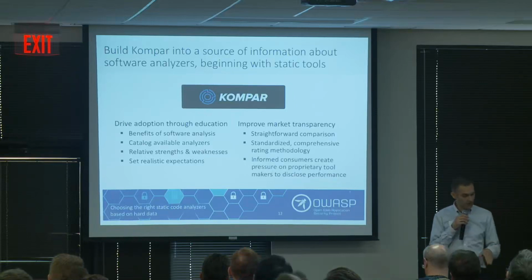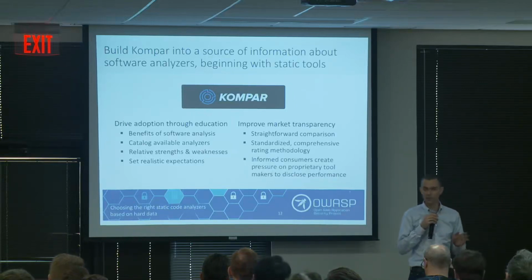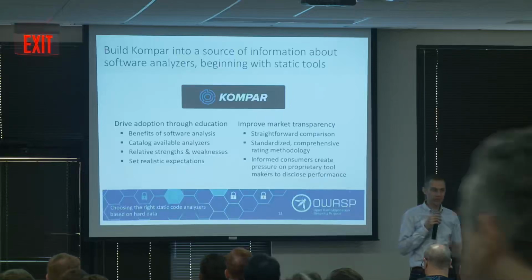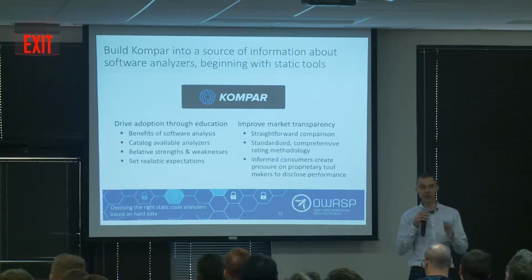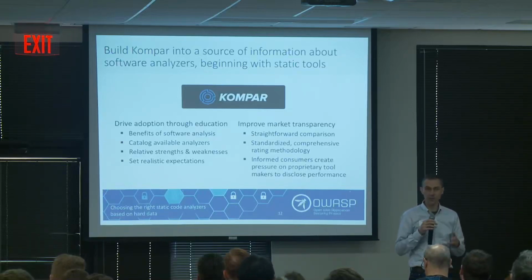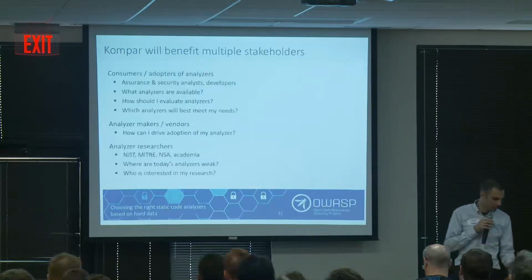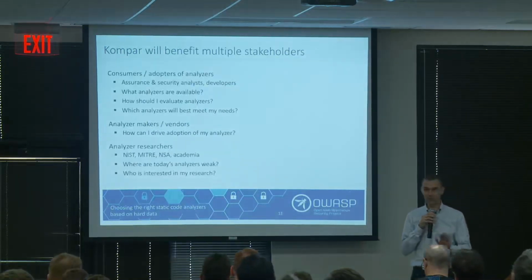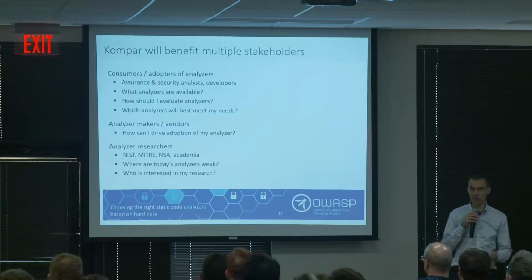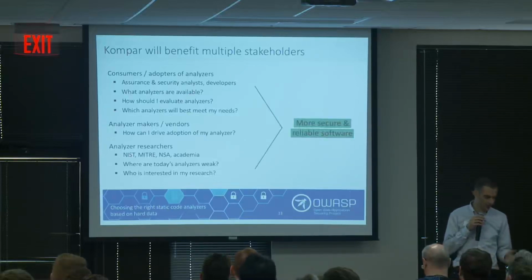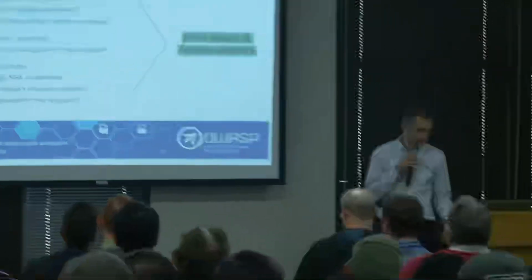And then on the right-hand side, there's some nuance here with the proprietary and the open source analyzers. The proprietary makers of analyzers don't always allow you to publish information about their tools. So if I can improve market transparency and create pressure on them to make better informed customers, that's a secondary goal. And so I think most of the people in the room here fit into this top category. There's some other people who might find this capability that we're building useful. And like I said, our goal really is to just improve the security and reliability of software.